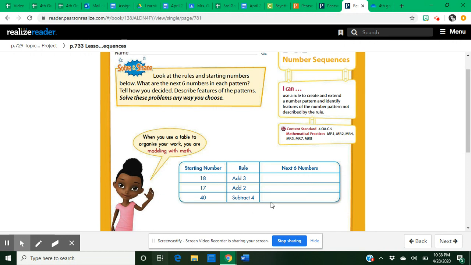Okay, so I'm going to give you a few minutes to work it out. Find your next 6 numbers first, then go through and see what do these have in common. So all of these next 6 numbers in the subtract 4, what do those have in common? The ones in add 2, how are they the same? The ones in add 3, what makes them similar other than the rule? Okay, give you just a few minutes to work this out, and then I'll check with you.